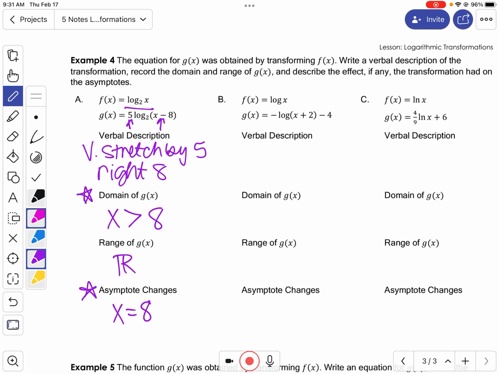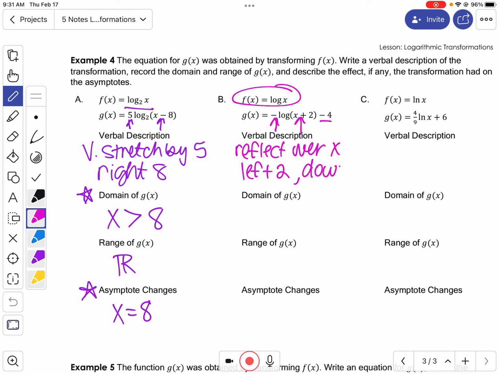Okay. Looking at the next one, we're starting with the parent function common log of x. So notice there's a negative in front, so that's a reflection over the x. Inside parentheses, there's an x plus 2, which would go left 2. And then the minus 4 goes down 4. Since there is a horizontal shift, domain will change, asymptote will change.